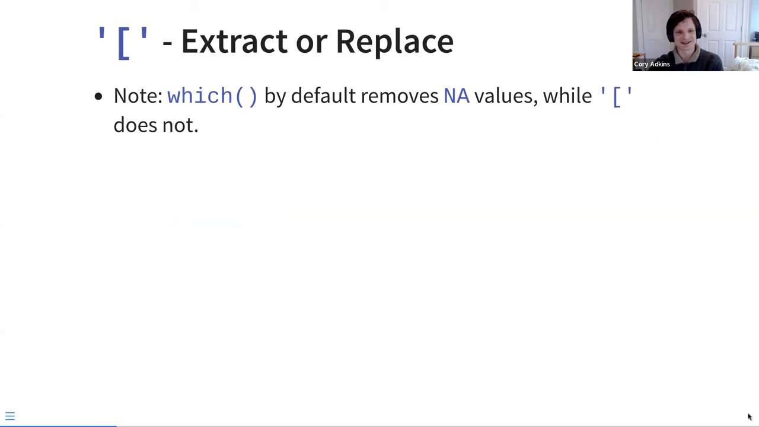That's a good point. Yeah, that's the next slide. Which? Yeah. Well, maybe I have it backwards. Maybe I reversed it, but I have which removes NA, and the subsetting too. Maybe I've reversed it, but I think that's good. They do have different behaviors with respect to NA values, though.